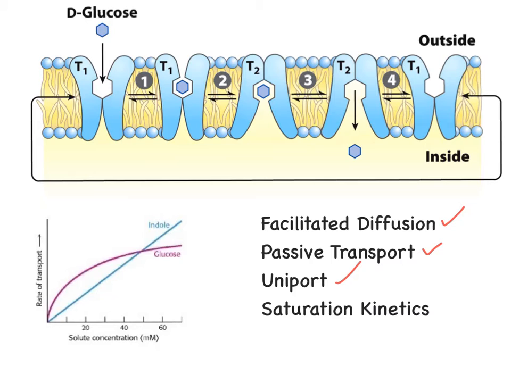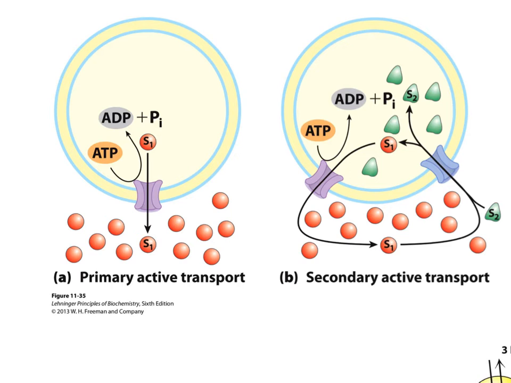This is also an example of uniport, since we are just transporting one solute molecule across the membrane. And this process will exhibit saturation kinetics, as can be observed in the graph here where you're looking at glucose. The other type of transport that can occur is active transport. So with active transport, we are moving a solute molecule against its concentration gradient.